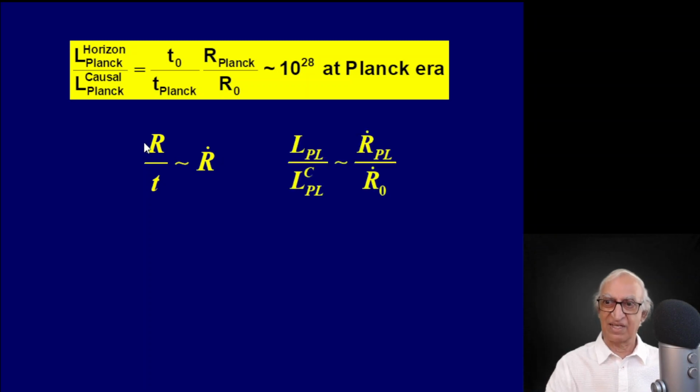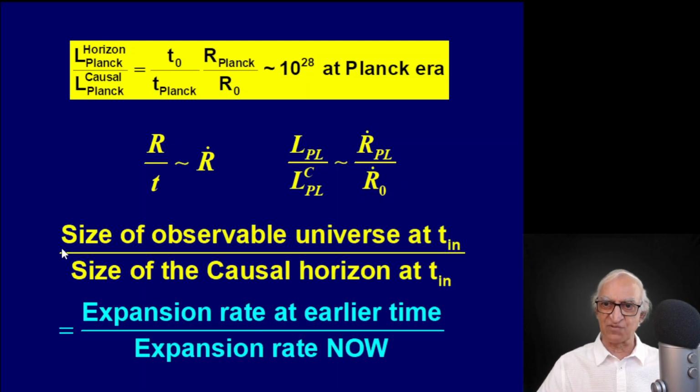Therefore, I can write this formula above: size of the horizon at Planck era divided by the size of the causally connected region of the Planck era is the ratio of the expansion rate of the universe at the Planck era divided by the expansion rate of the universe presently. So, stated in words, the size of the observable universe at an initial time divided by the size of the causally connected region at the initial time must be equal to the expansion rate at the earlier time divided by the expansion rate today. All right? Fine. So this is just a restatement of this expression over there.